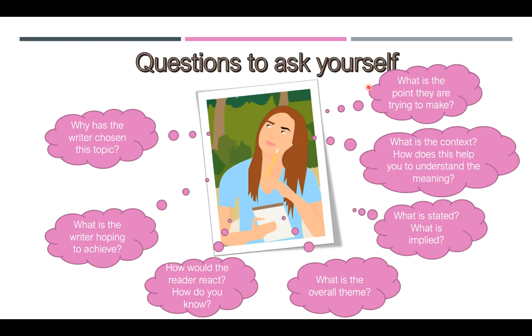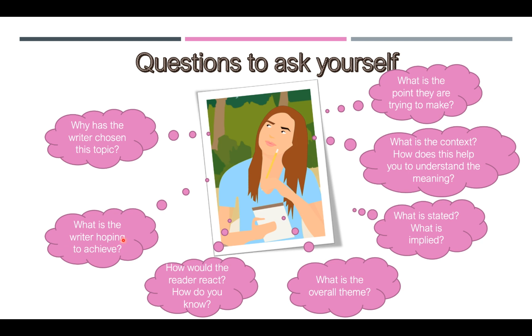Okay, so here are just a few questions to ask yourself as you're engaging with the text. Why has the writer chosen this topic? Is it controversial? Is it something that's of historical importance or significance, or national importance or significance? Is it a contemporary issue? Is it an ongoing issue? So think about why. Why this particular topic? Why not another one? What is the writer hoping to achieve?